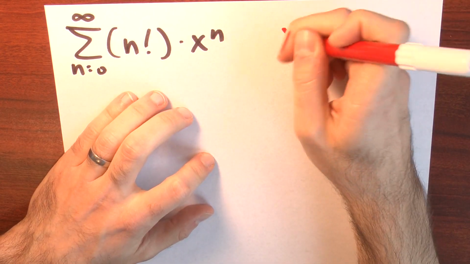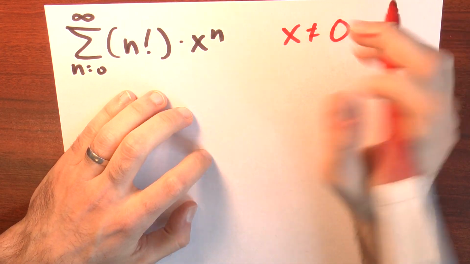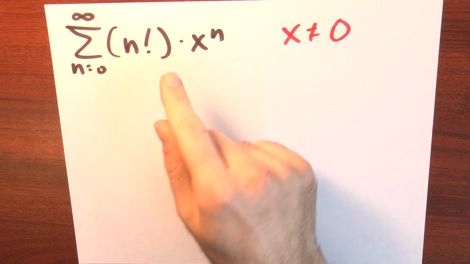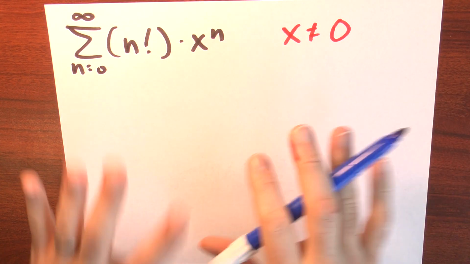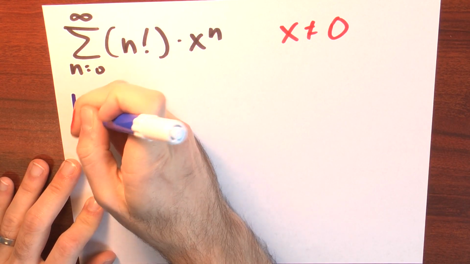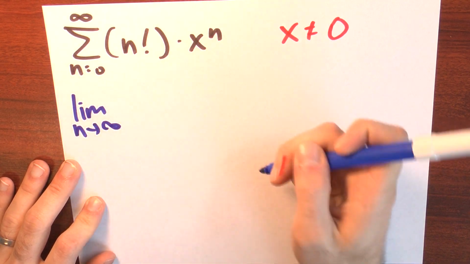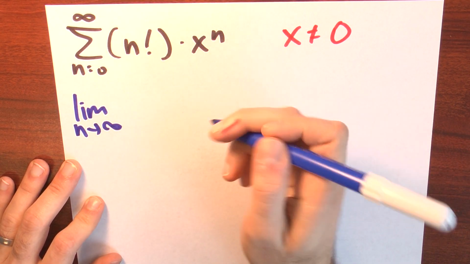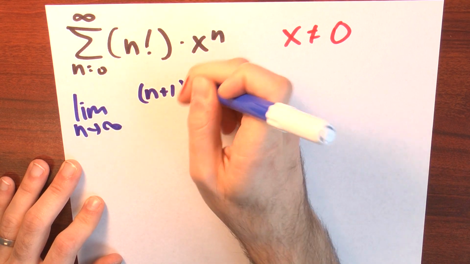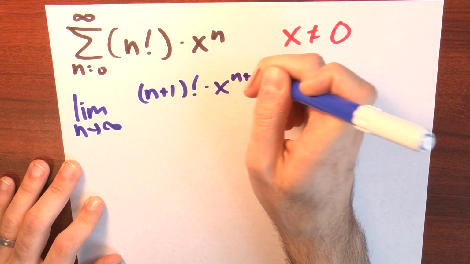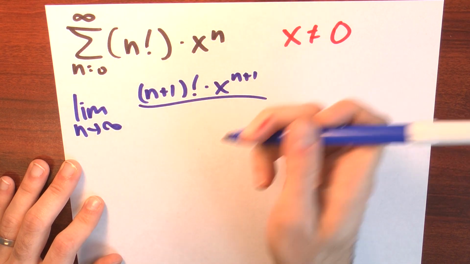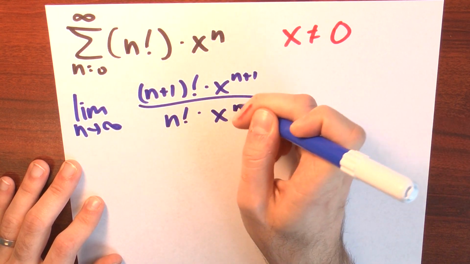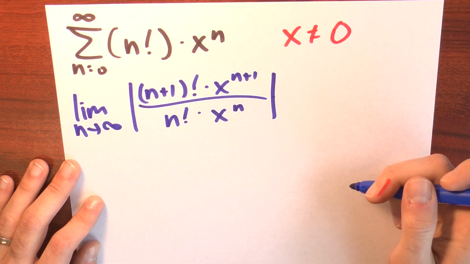But are there any other values of x besides 0 for which this series converges? I know this converges at x equals 0, but let's suppose that x is some non-zero number. Then does this series converge or diverge? Well, let's check it with the ratio test. I'm going to look at the limit as n goes to infinity of the n plus first term, (n plus 1) factorial times x to the n plus 1, divided by just the nth term, n factorial times x to the n. I'm looking at the absolute value of that.